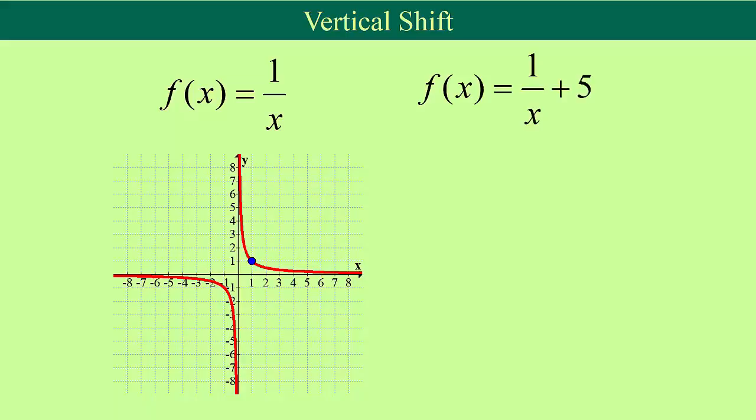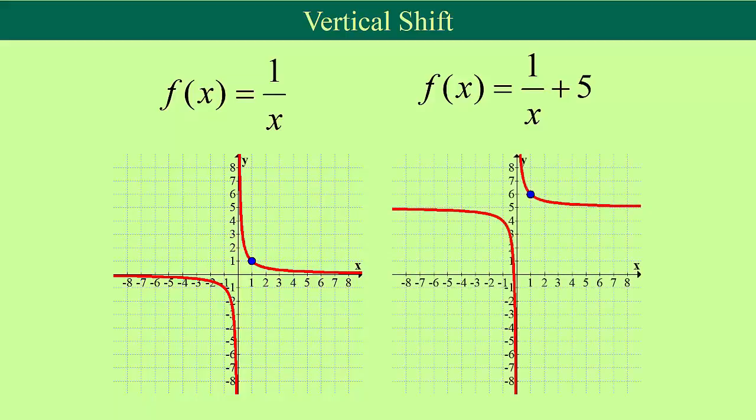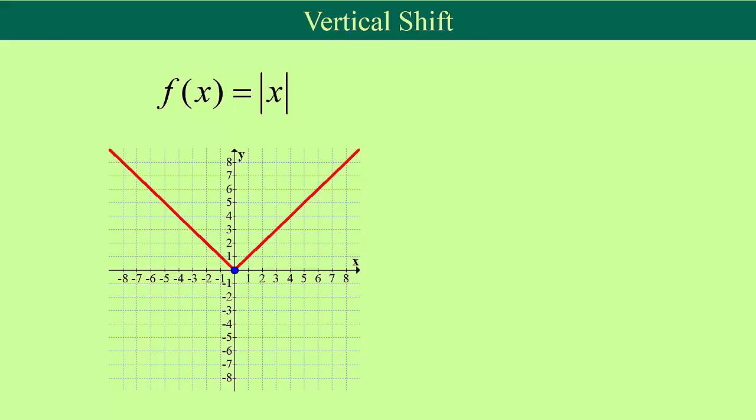Look at this, the graph of 1 over x. If we put a plus 5 at the end, it's going to be the same graph but shifted up 5. Here's the graph of absolute value of x. If it stays absolute value of x, but there's a plus 10 at the end, where's it going to shift?